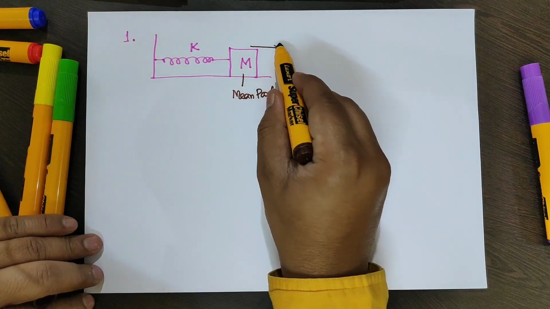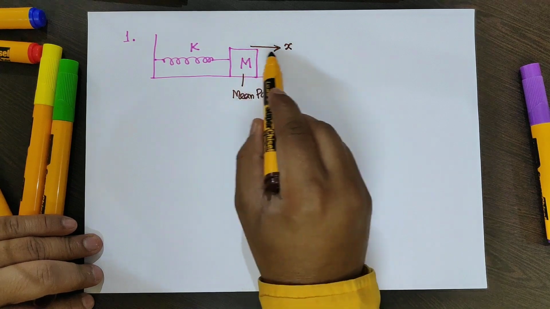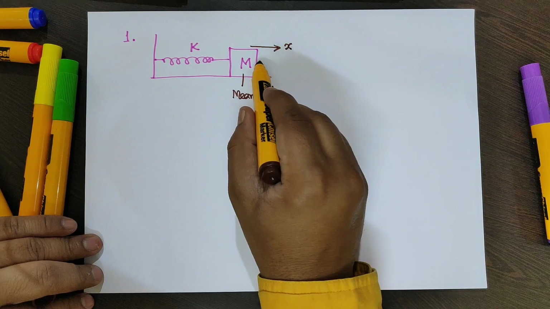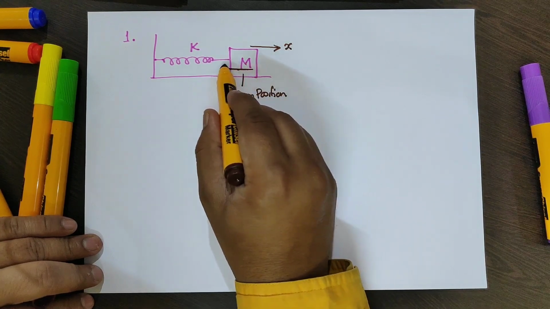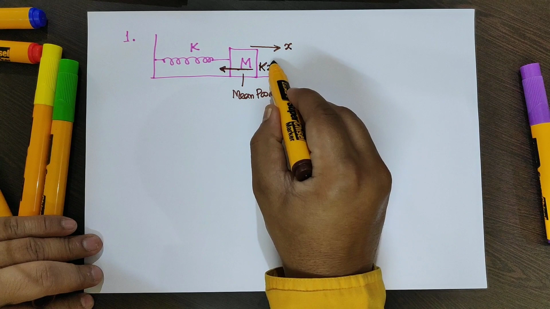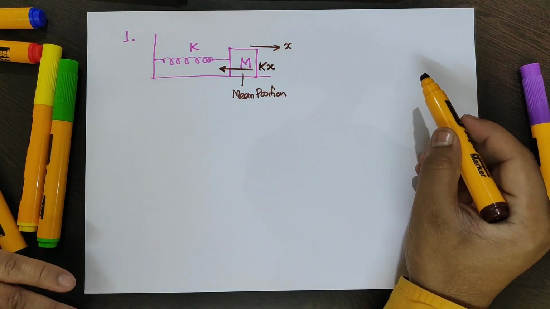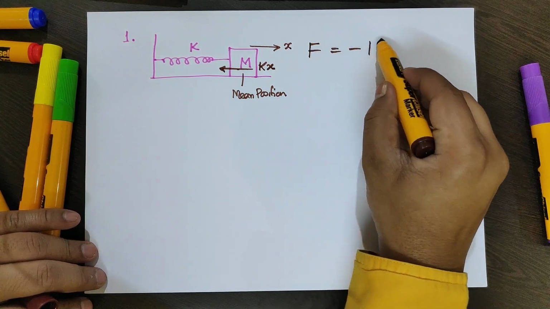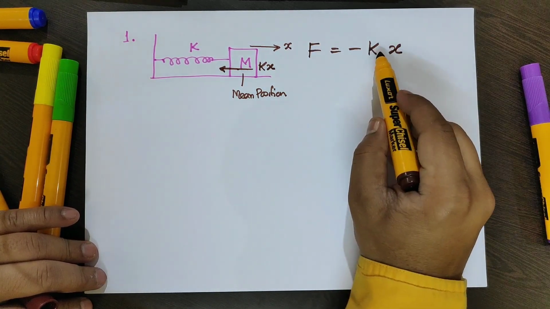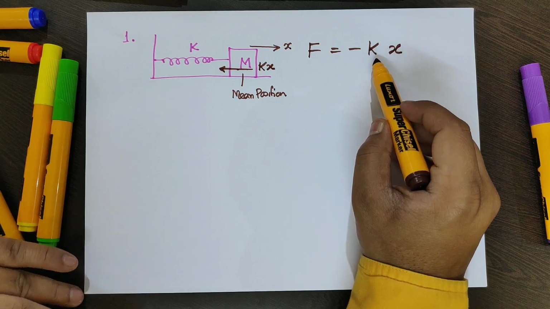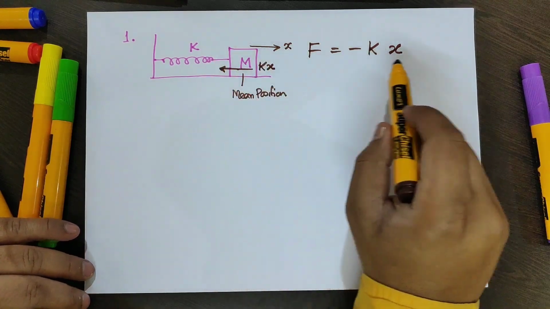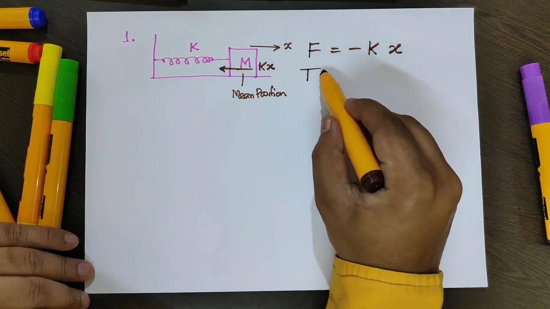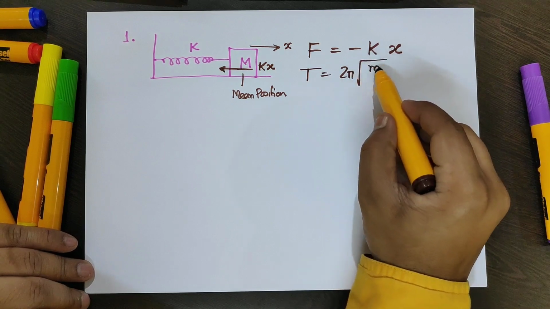So if you stretch it by x, if you displace the block by x, then the spring is stretched by distance x. So then the spring will apply a force in this direction, kx. As the force is opposite to the direction of displacement, we will write F equal to minus kx. Now this k, which is the force constant of the spring, also matches with the k, that constant of simple harmonic motion. So we know in these cases the time period will be 2 pi root over m by k.